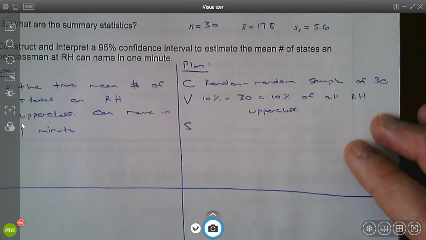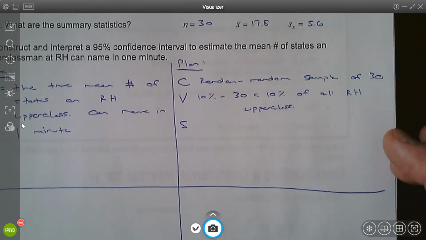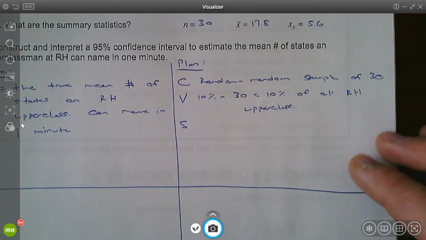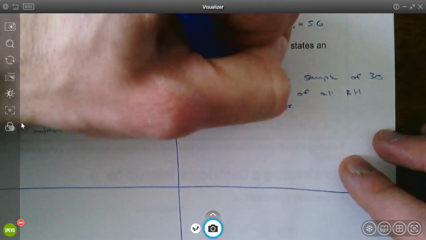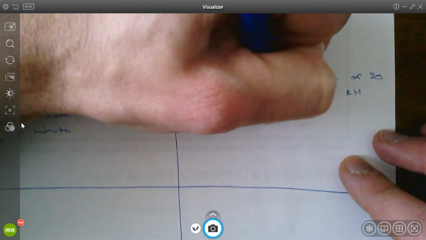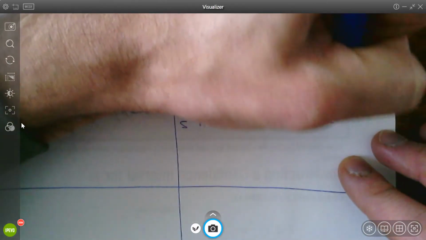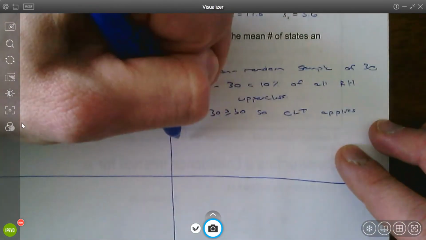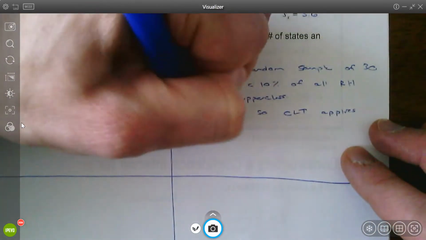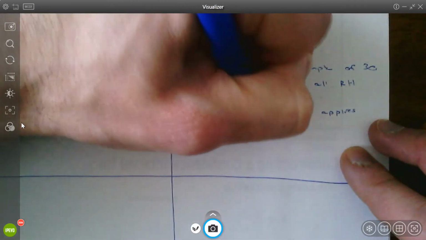And shape, we are not using success values because we don't have a categorical variable. So we're looking at the sample size, n equals 30, which is greater than or equal to 30. So the central limit theorem applies, which means our sampling distribution is going to be approximately normal. Therefore, our conditions are met.